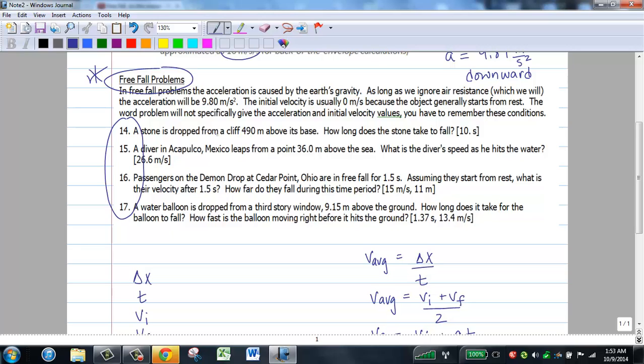But in all honesty, the initial velocity is 0 in essentially every free fall problem, whether it says the word dropped or not.